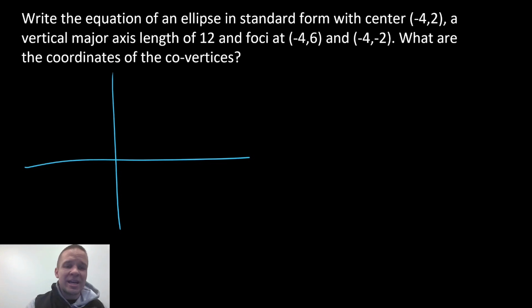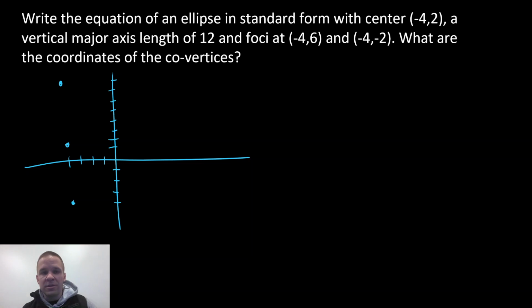I got center at -4, 2. So -4, 1, 2, 3, 4, 2, 1, 2. There we go. The vertical major axis of length 12. That means I'm going to go up 6 and down 6. So I'm going to go 1, 2, 3, 4, 5, 6. I'm right up here. And I'm going to go down 6. So that's another 1, 2, 3, 4.